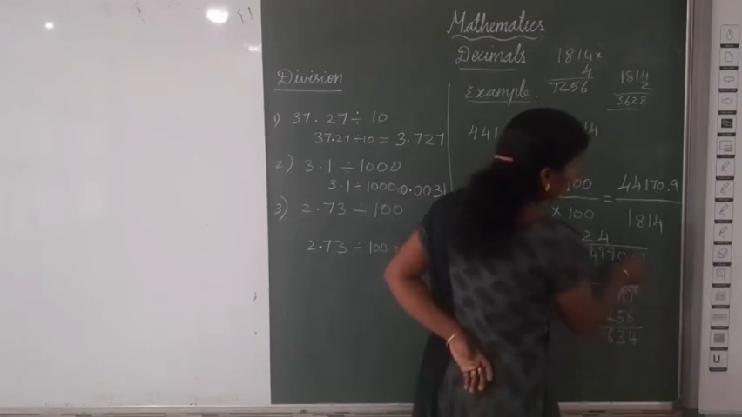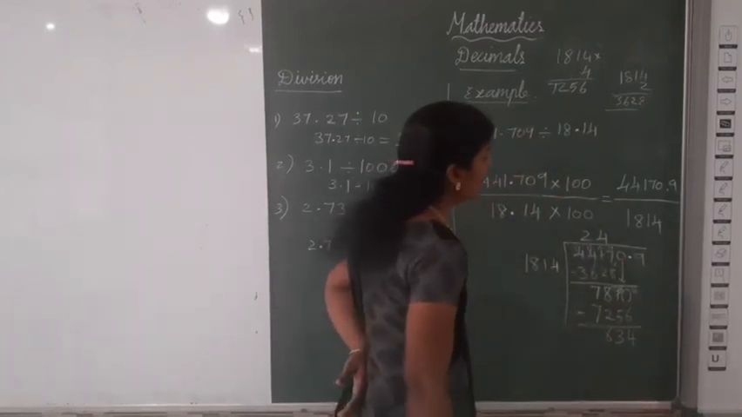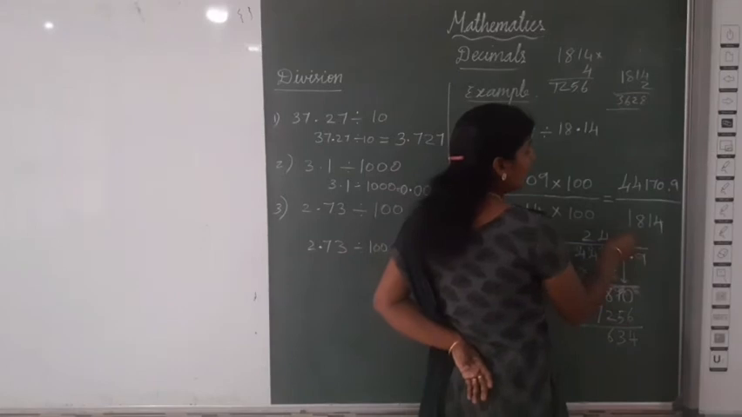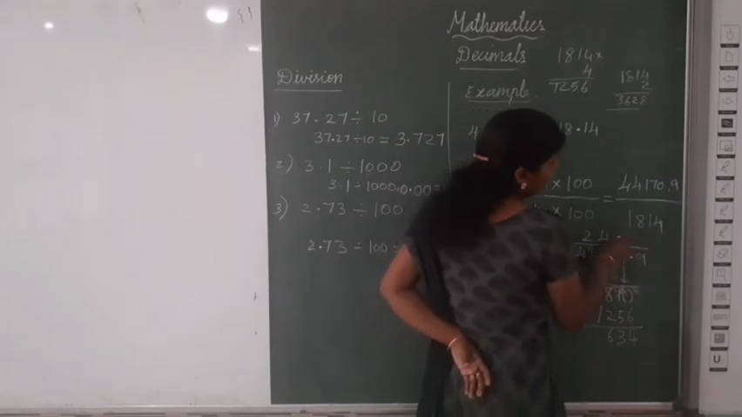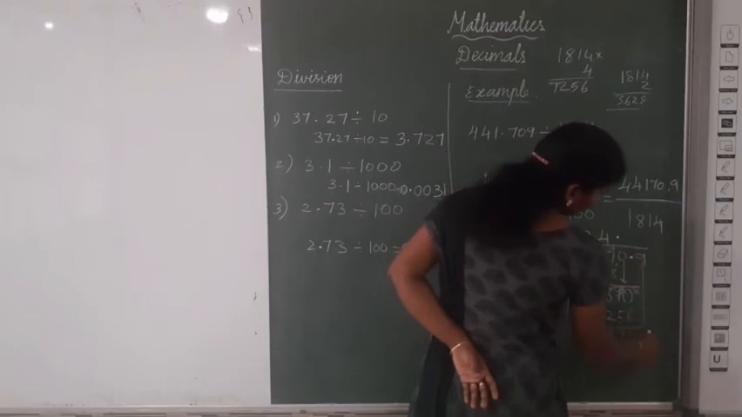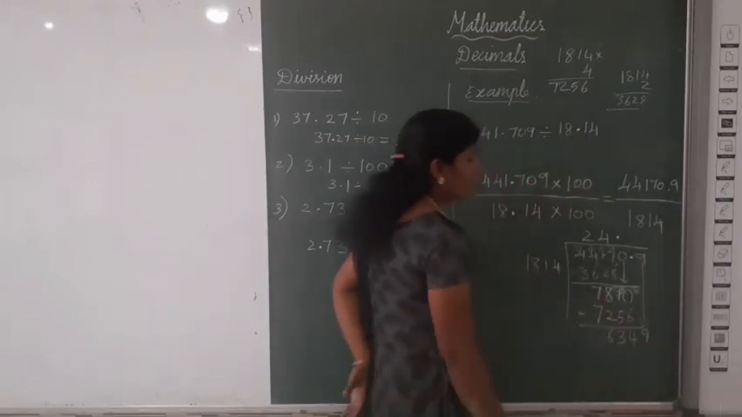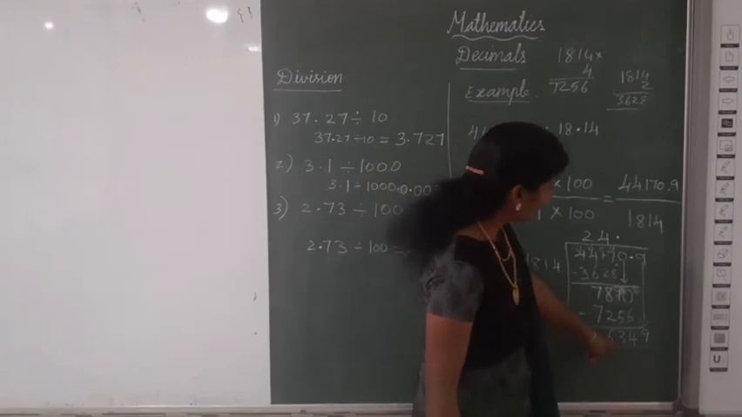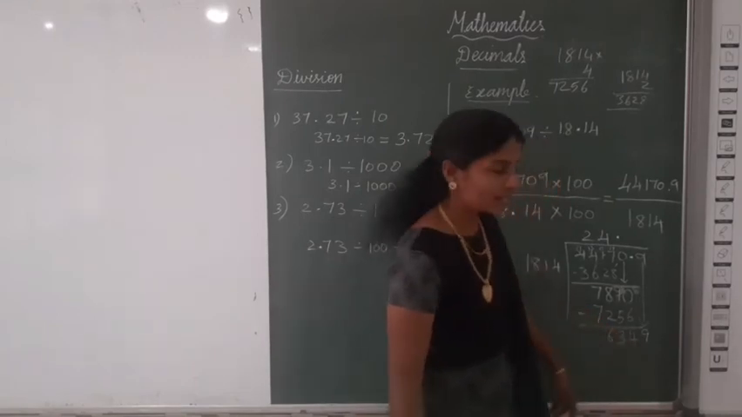Before that they have one decimal point, isn't it? So we can put the decimal point in quotient. Okay, first you put the decimal point in quotient. Next we can bring down this digit also here. Okay, 9. Now we have 6349, isn't it?